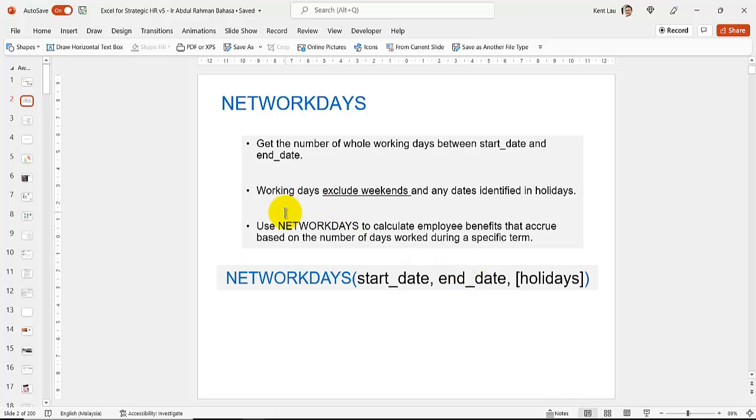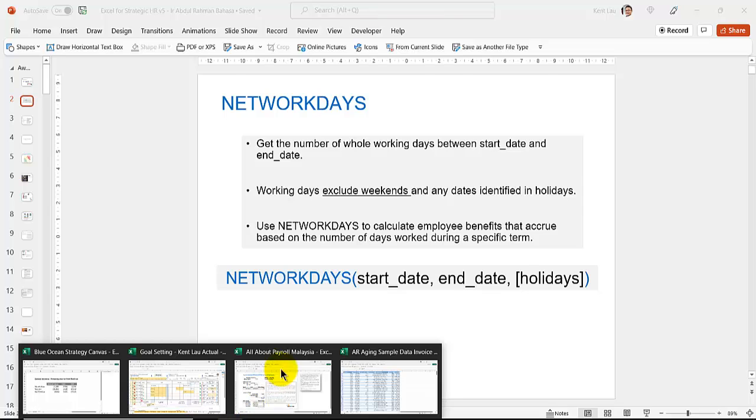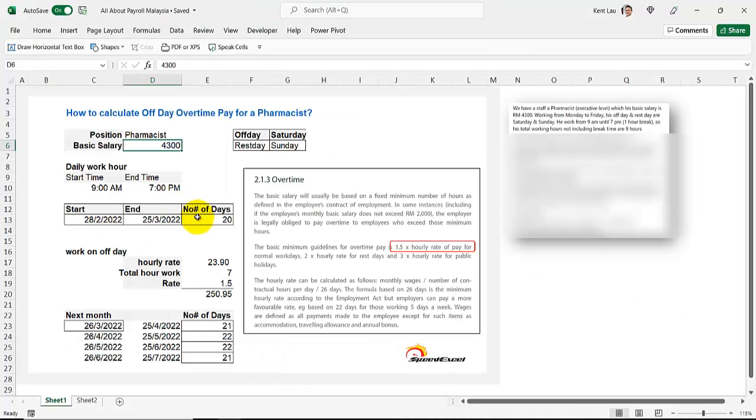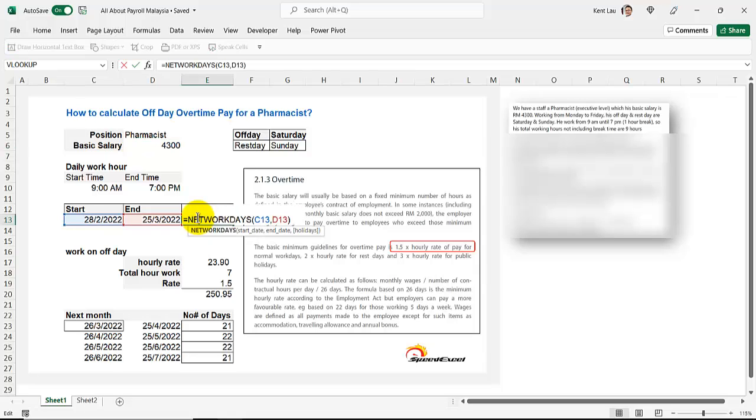Now the working days exclude weekends. The Saturday and Sunday are not counted, and if you provide the holidays, they are also not counted. So Microsoft says that NETWORKDAYS is used to calculate employee benefits. Exactly. This is a good case study on how to calculate that. And you just plug in the values and you get the net workdays is 20.